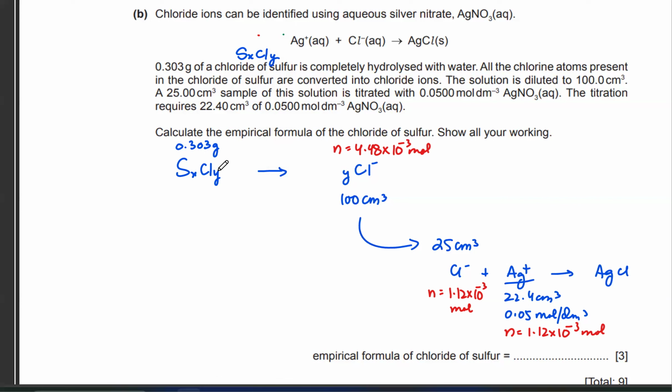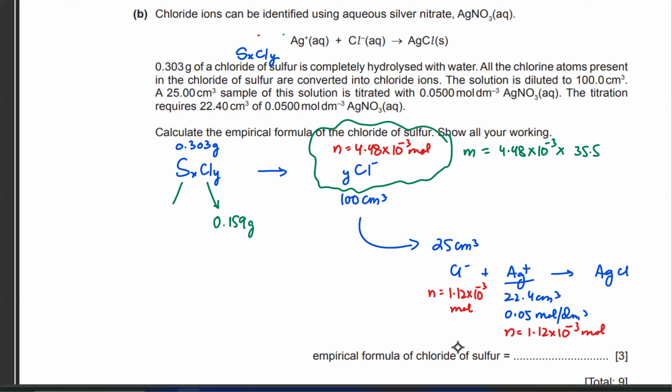So can you figure out the mass of Cl? You have the moles of Cl, right? We will use the AR, so you can find the mass of Cl. The mass of Cl will be the moles, 4.48 times 10 to the minus 3, multiplied by the AR of Cl, which is 35.5. So how much mass do you get? 0.159. And all of that is coming from this thing, right? This is the thing that produced all that Cl.